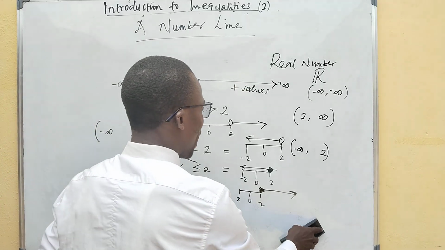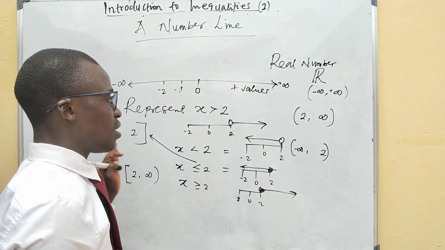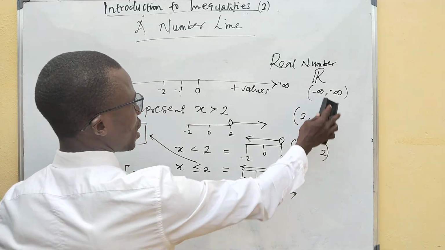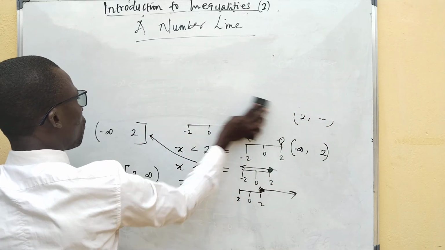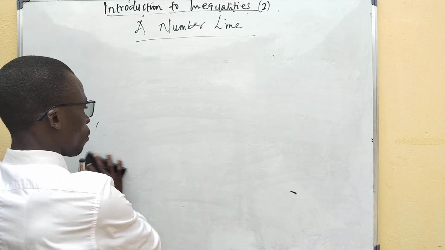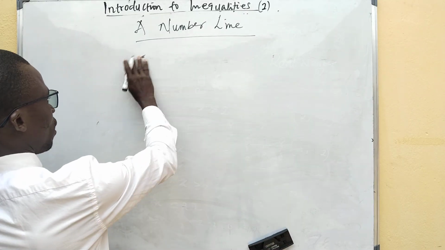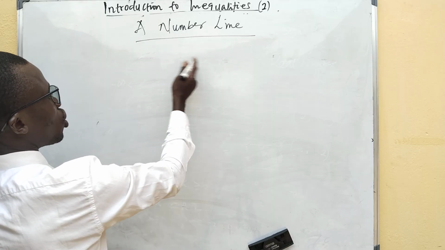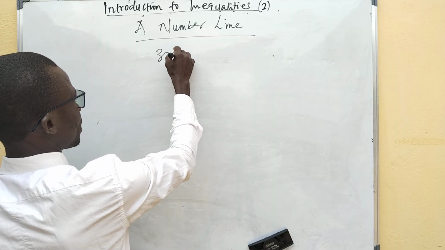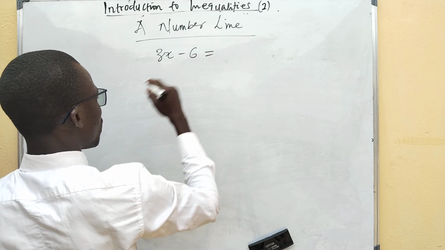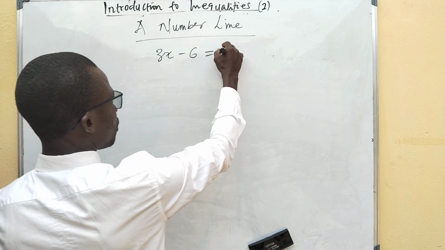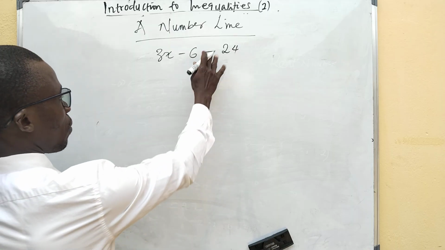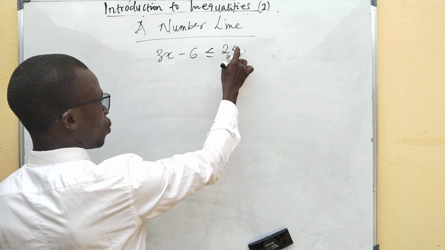So anytime you understand this, it will help you in your 100 level and the rest. Let's say an example. We have, maybe, solve and represent on a number line 3x minus 6 is less than or equal to 24.